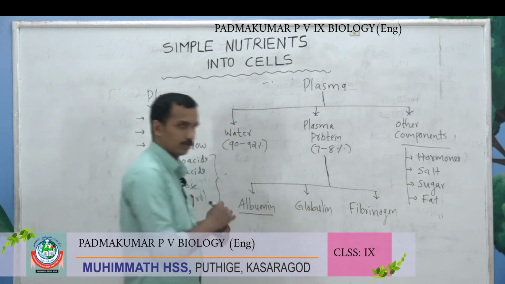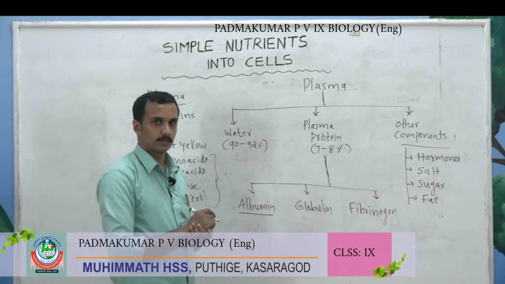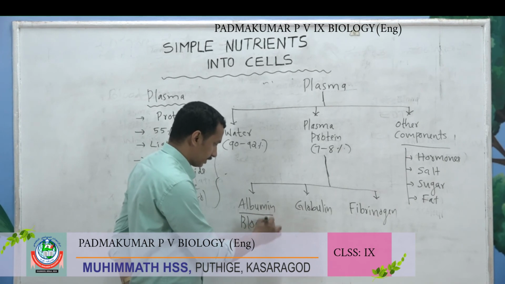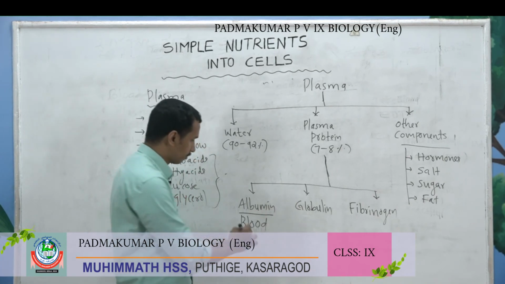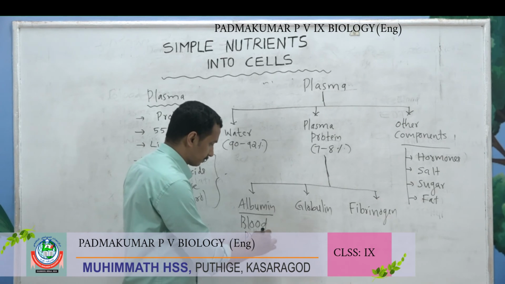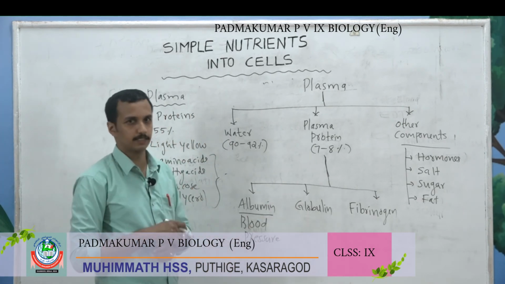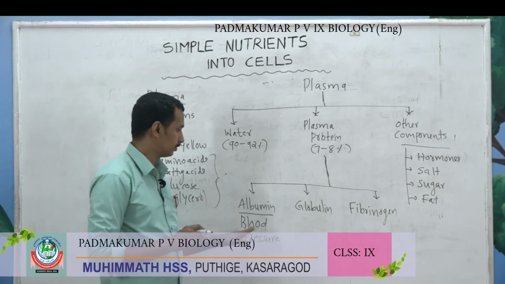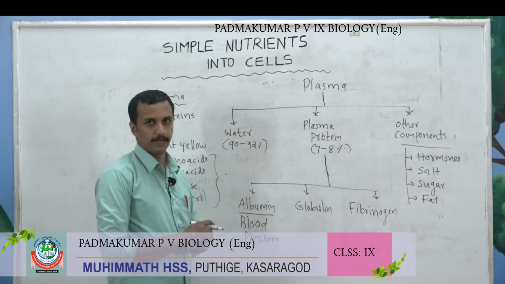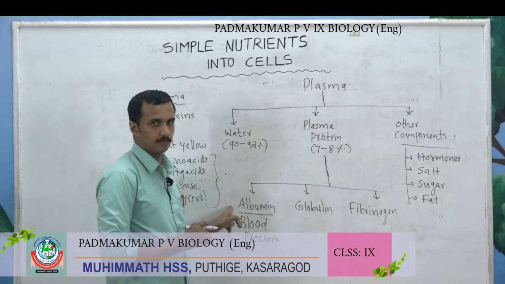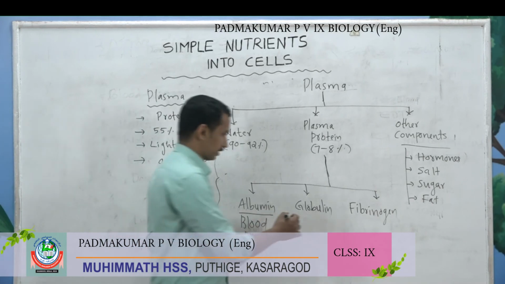Albumin is associated with regulating blood pressure. What is the function of albumin? It regulates blood pressure. So there are some proteins present in our blood itself. The albumin protein regulates blood pressure.